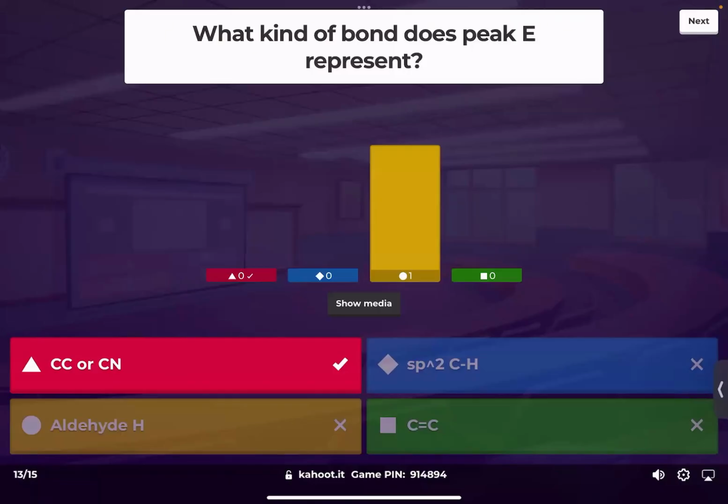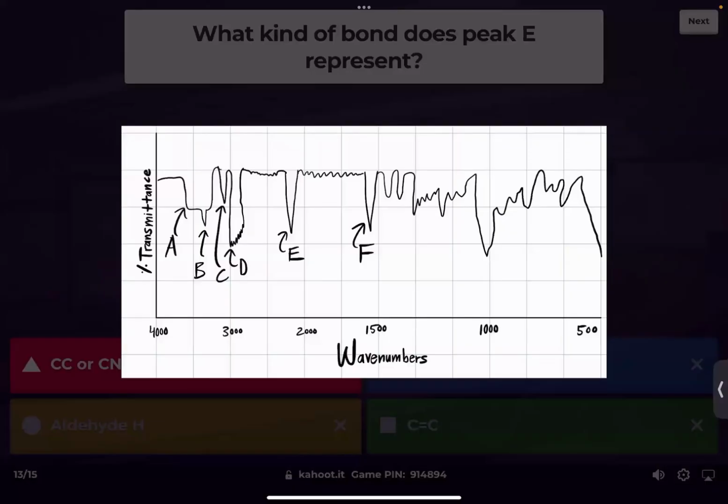Where would you expect the aldehyde peak to be? Closer to 3000, like behind it, but close to it. Yeah. This one here is closer to 2000, so that's the triple bond region. Yeah, that's important. Look at the numbers on the actual IR.